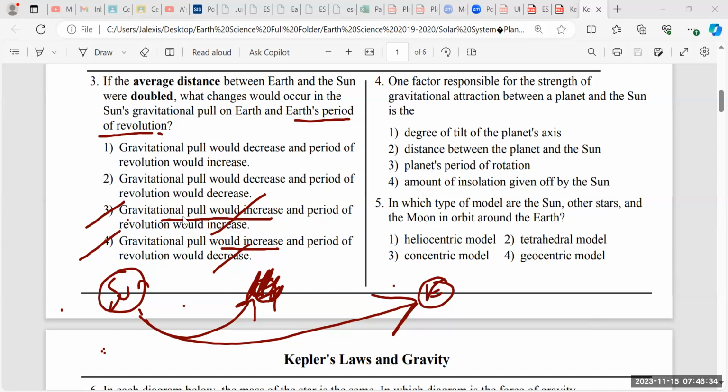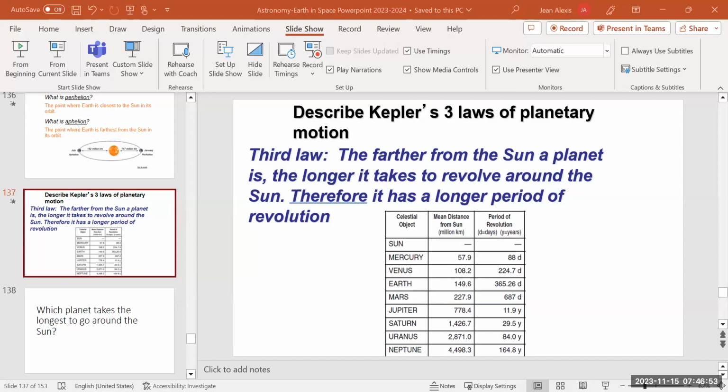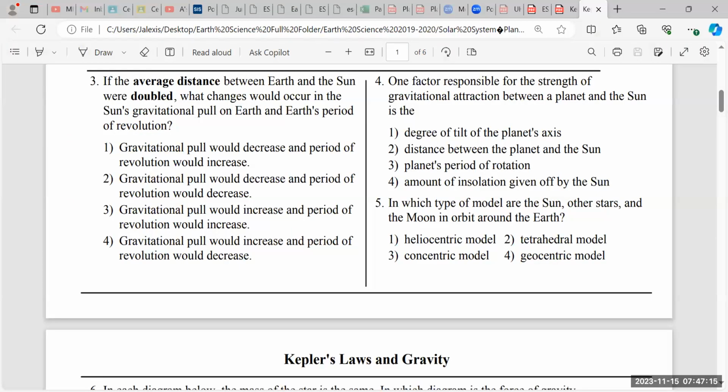Now, as you get further from the sun, what happens to your period of revolution? Well, according to Kepler's third law, the farther from the sun a planet is, the longer it takes to revolve around the sun. Therefore, it has a longer period of revolution. So if Earth's distance got farther, that means it'll take a longer time to go around the sun, right?